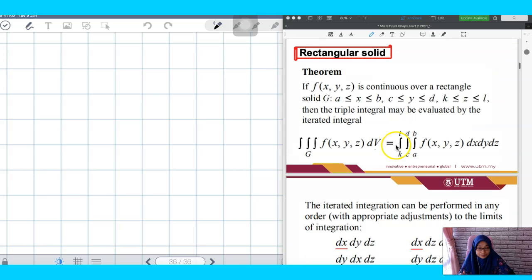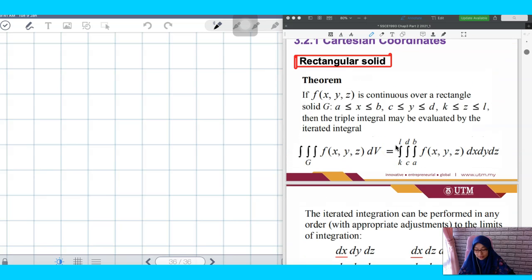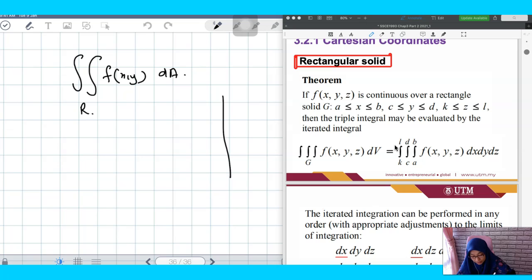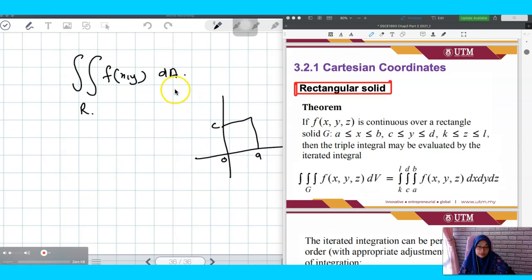Now we start with the double integral. So I want to relate it with the double integral, where you have a general integral dA. Now your region is a rectangular region, so let's say you have 0, A, and this one is C. All your limits are constant. Remember that if we have a rectangle, the limit of x and the limit of y are constant, and we call it a rectangular region.